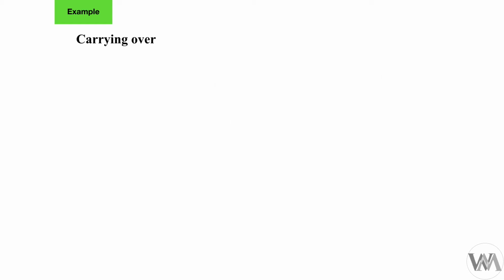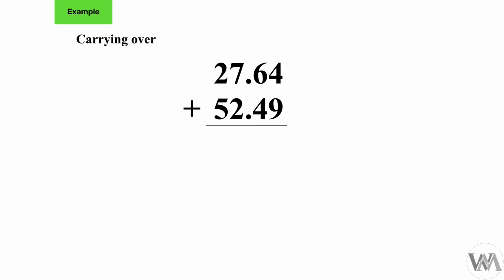The same principle applies for carrying over. Now we just need to remember and apply our carrying over rules. So we have 27.64 plus 52.49. Remembering to add our results line or our answer line and our decimal point in the answer as well. Starting with our first number from right to left, 4 plus 9 equals 13. So we need to carry over the 1, the 10, to our next place value, and we write our 3 in our answer.